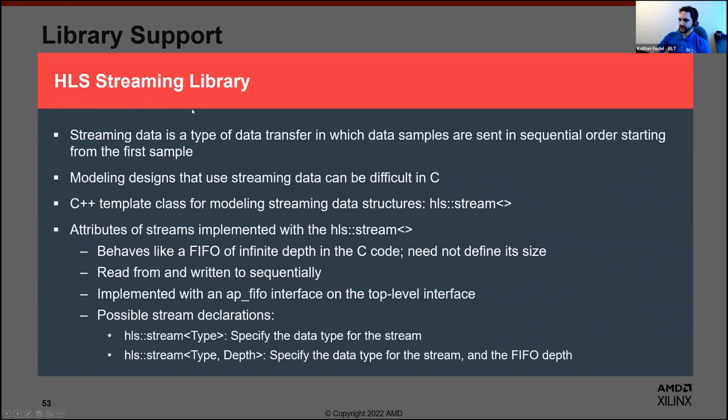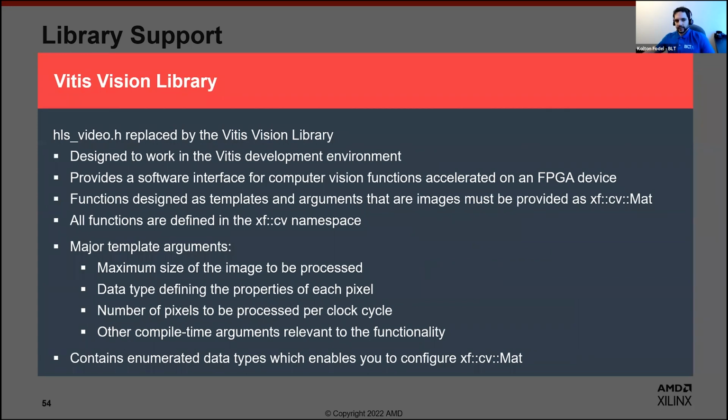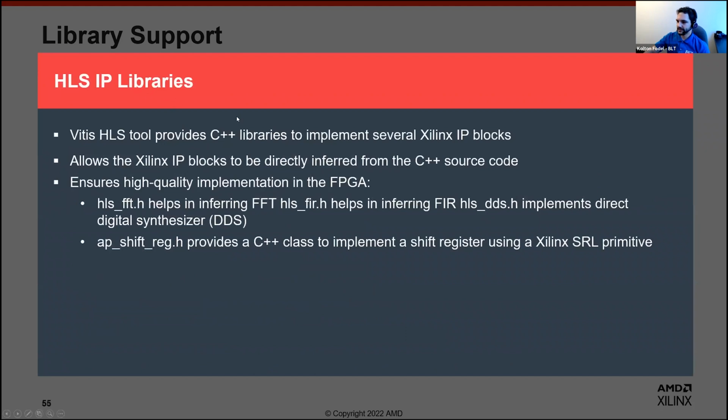There's a HLS streaming library, and this helps you to model streaming interfaces. So you will have to use C++ code for this, and there's a template class called the HLS stream class here. And that just allows you to model streaming interfaces. Then there's the Vision library. So this contains a lot of classes and functions that are useful for analyzing video data or processing images. And then there's some IP libraries. So these just allow you to instance and target Xilinx IP blocks. So in Vivado, there's an FFT IP core, a FIR compiler IP core. So using these libraries will allow you to target those IP cores and just implement these algorithms very efficiently.